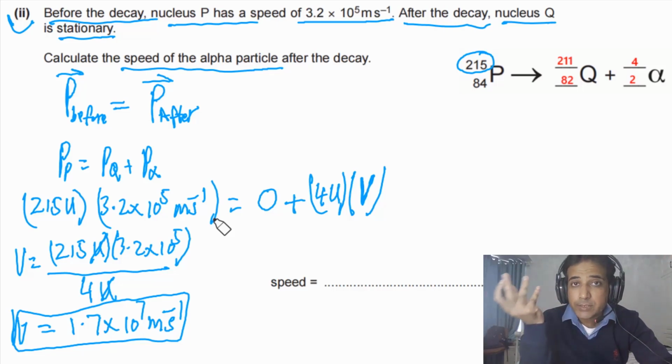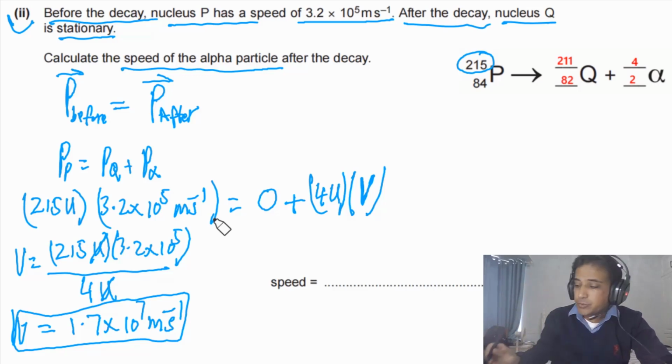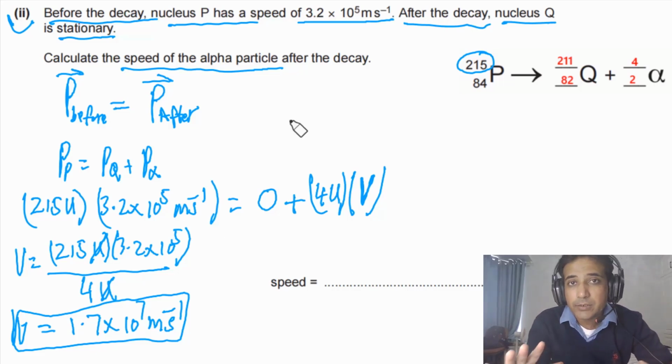This question is quite straightforward. You simply need to use conservation of momentum and you can find the value of v for the alpha particle. I hope this question makes sense and these two questions are clear to you.